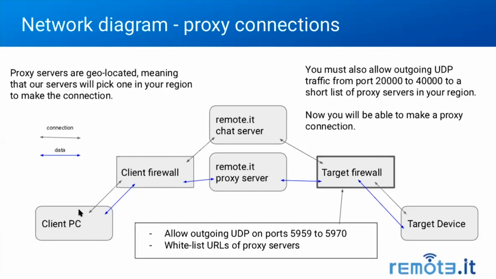So just to review, the connection is the gray arrows and lines. The connection is initiated through the chat server. And then once the chat server establishes the connection, the proxy server opens up. You're given the URL and the port number to connect through, and then that goes through all of these firewalls. So those are the two things you will need to do to enable proxy connections using our system.